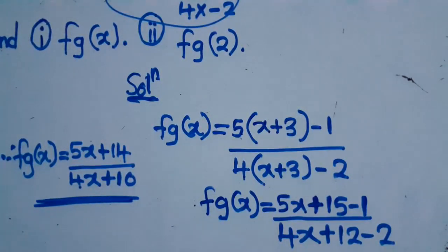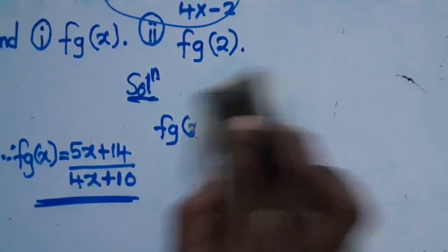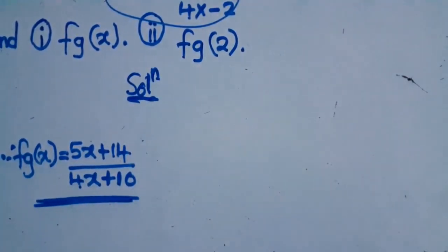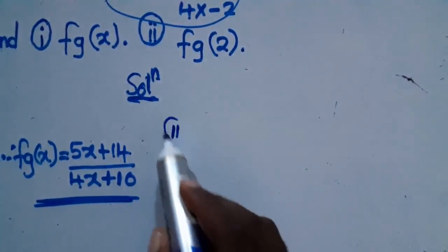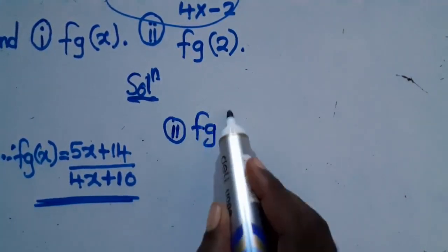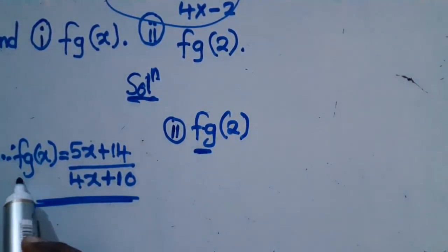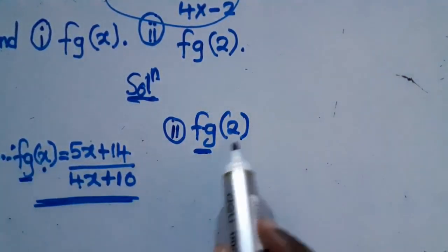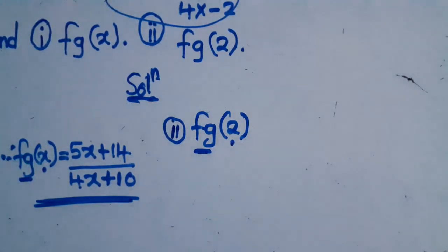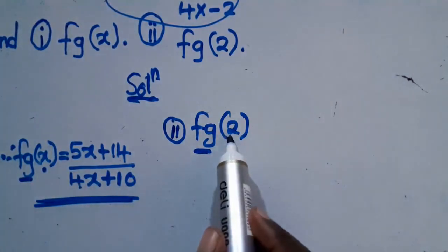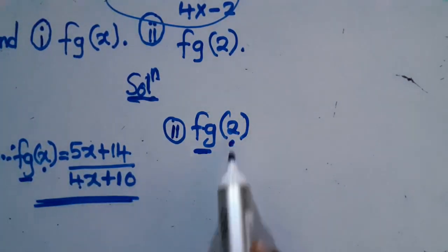So these are procedures that you need to get and understand. I've answered the first part. Hope you've seen the way I've answered it. I move to the other part. This part is saying fg of 2. Have you seen, here there is fg, here there is fg, but here there is x, there is 2. What does it tell me? It is telling me that where there is x, I put the 2 that is there.